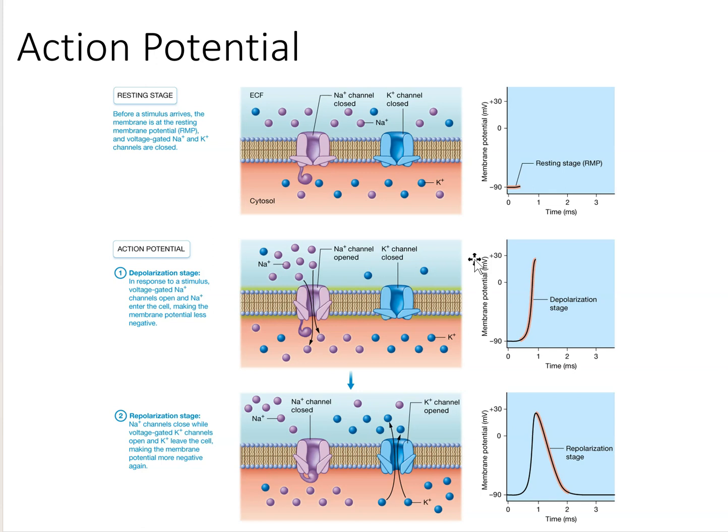So then what is an action potential? An action potential is when we flip the charge. This is how cells communicate. This is electrical communication. And this is going to be very important in muscle and neurons.